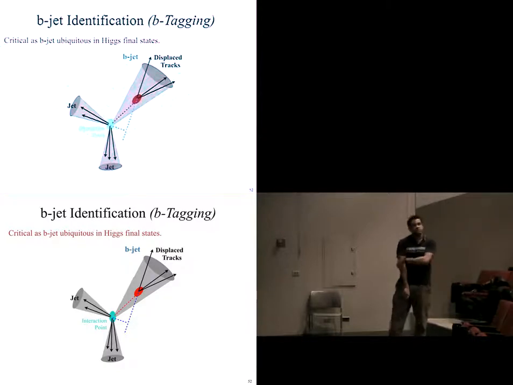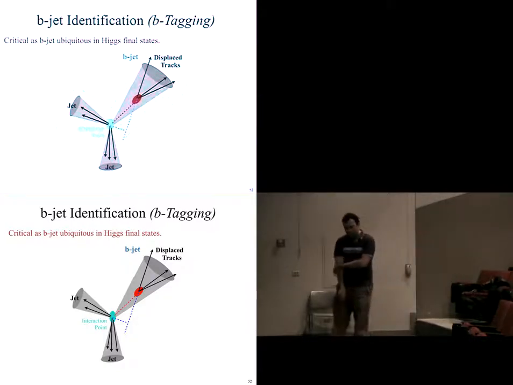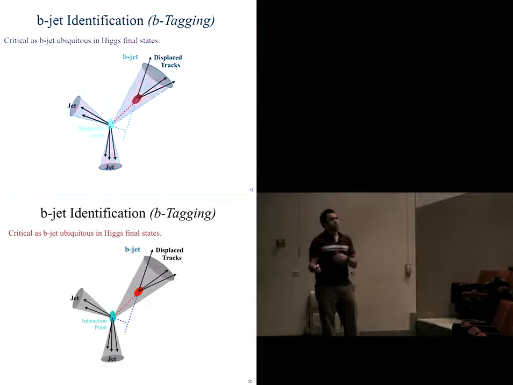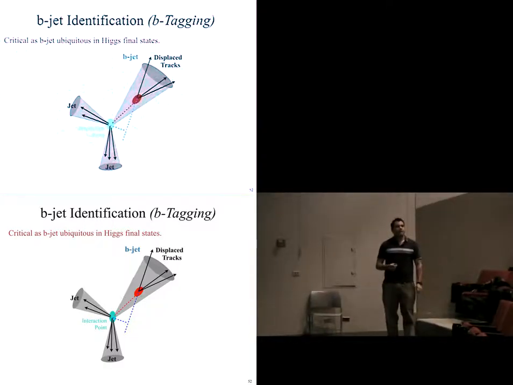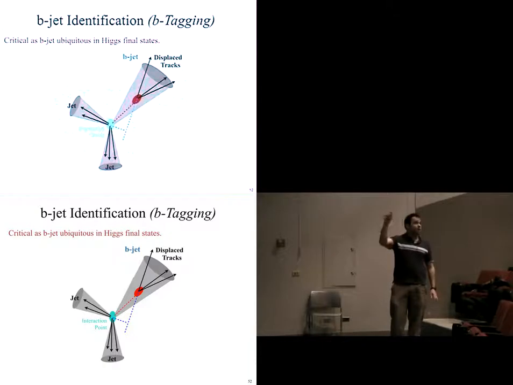So the first has to do with b-jet identification. This is telling quarks that are b-jets from quarks that are not, or quarks or gluons that are not b-jets. And this is really important for the Higgs, as I mentioned before, and we'll see in more detail next week. The Higgs decays often to b-jets, so it's important to be able to see these in the detector.